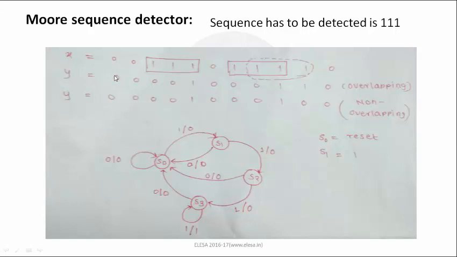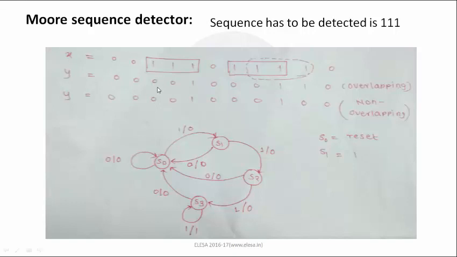Definitely we don't require 0, so the output is also 0, and then again it will detect the input 0, making the output equal to 0. Then 1, and 1 is definitely our first bit that we want, but this does not detect the whole pattern, so the output remains 0 for this input 1.